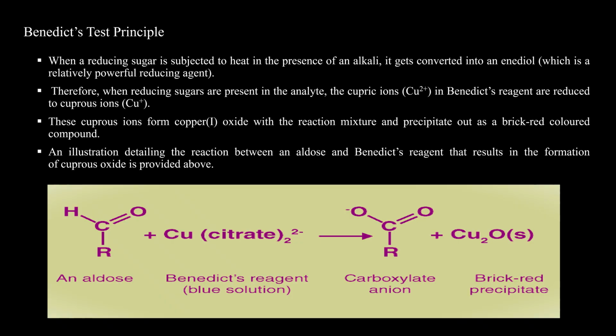Therefore, the reducing sugar reduces the cupric ions in Benedict's reagent to cuprous ions. The cuprous ions form copper(I) oxide, which precipitates out of the reaction mixture as a brick red compound. This shows the relation between the aldose and Benedict's reaction resulting in the formation of cuprous oxide, as provided above.